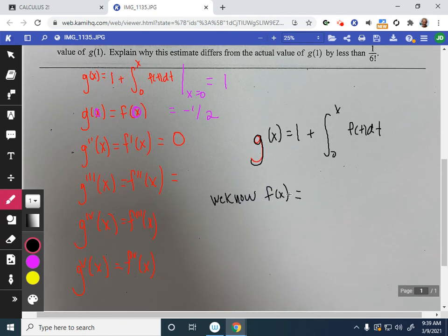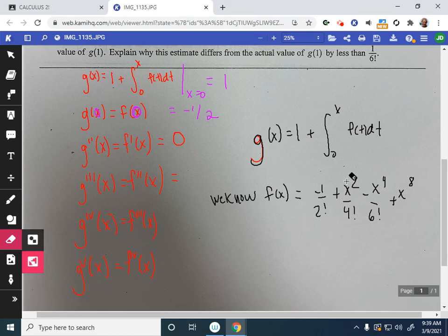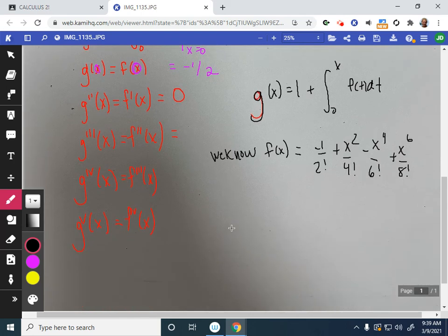So we know that the series for f of x is negative 1 over 2 factorial plus x squared over 4 factorial minus x to the 4th over 6 factorial, and so on. Let's get one more. So why don't we find g of x this way? Since we know what f of x is, why don't we take the integral of both sides and get the integral for that and then add 1?